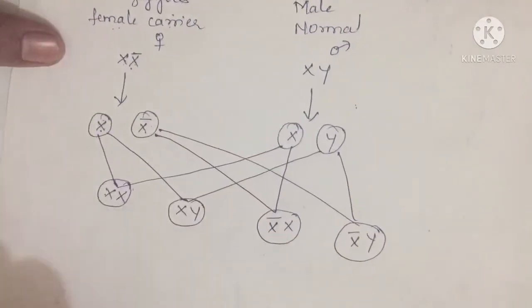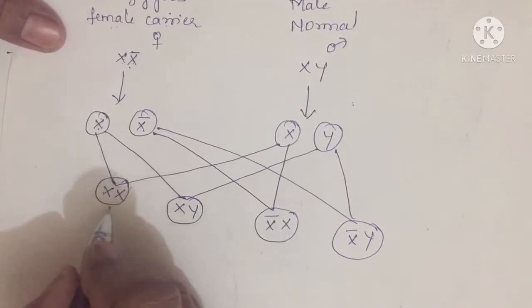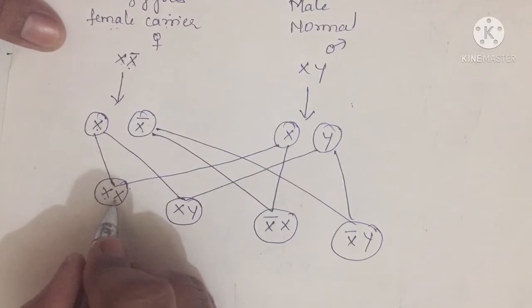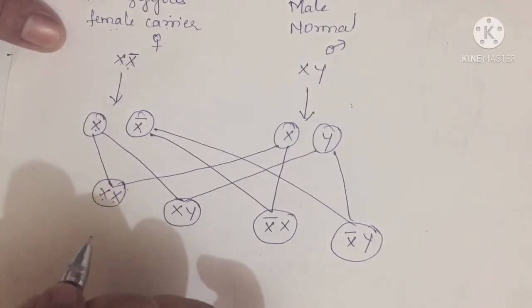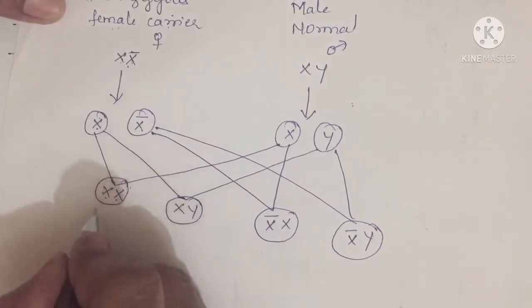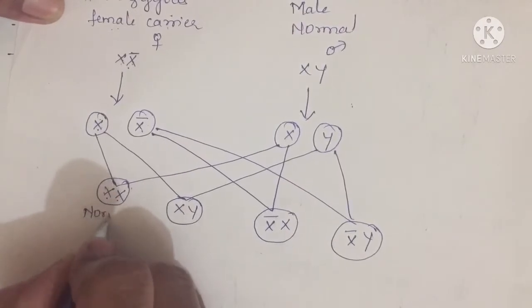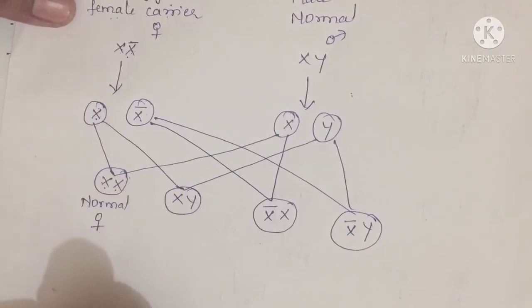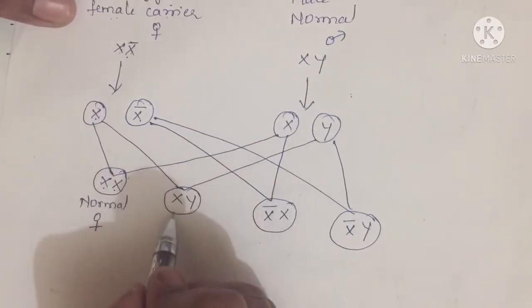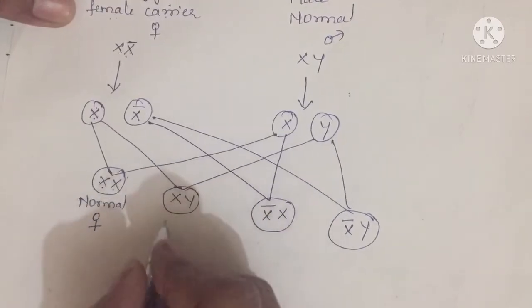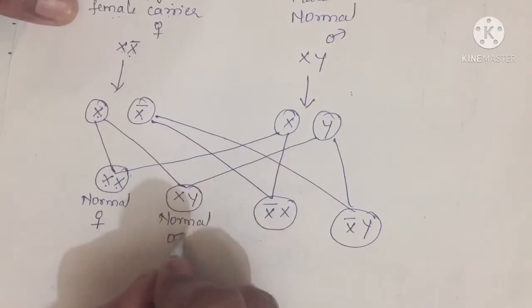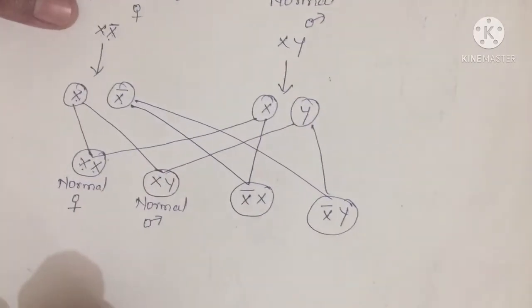First we did this. Now we shall identify which one is female and which one is male. First, this one is XX, both are normal X, so we can write it as a normal female. Next, this one is male. Normal or affected? It is a normal male.